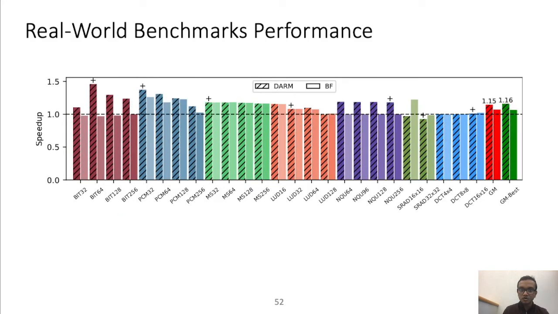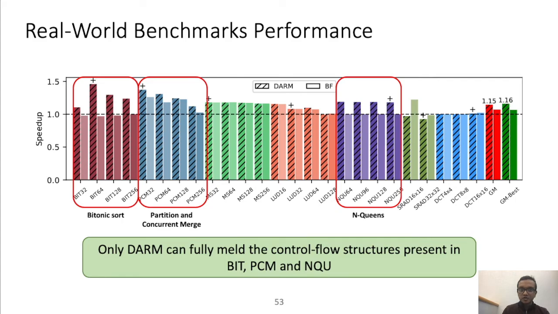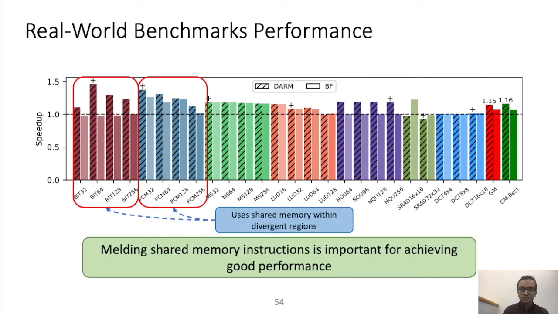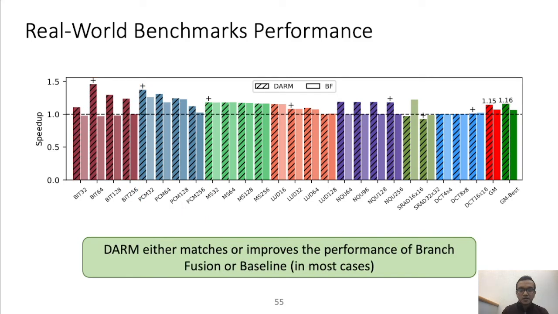This plot shows the speedups obtained for real-world benchmarks for various possible block sizes. Bars with a plus sign denote the best performing block size for the particular benchmark. Bitonic sort, PCM and NQueens benchmarks contain divergent paths with control flow regions. Only DARM can successfully meld them to reduce divergence. We also observed that melding shared memory instructions is crucial for achieving good performance. Bitonic sort and PCM benchmarks use shared memory inside their divergent regions. In most cases, DARM either improves or matches the performance of branch fusion or baseline, and it achieves a 15% geomean speedup over the baseline. This shows that DARM can improve the performance of real-world benchmarks that are already heavily hand-optimized.